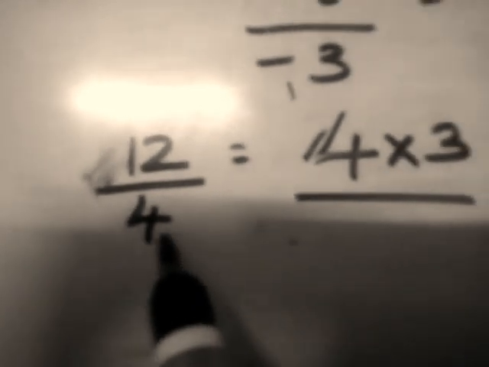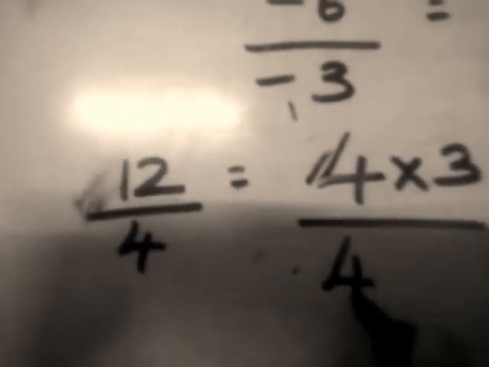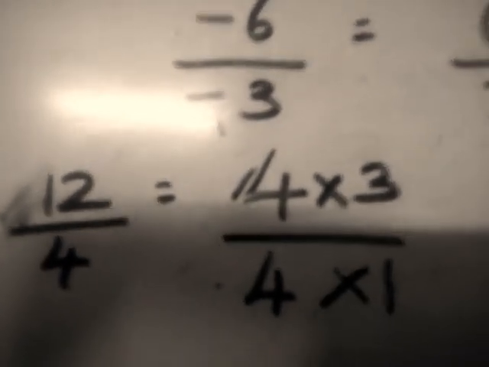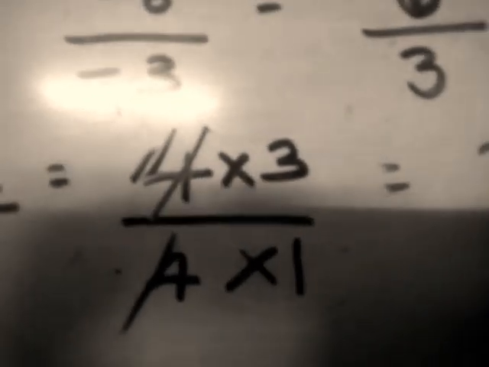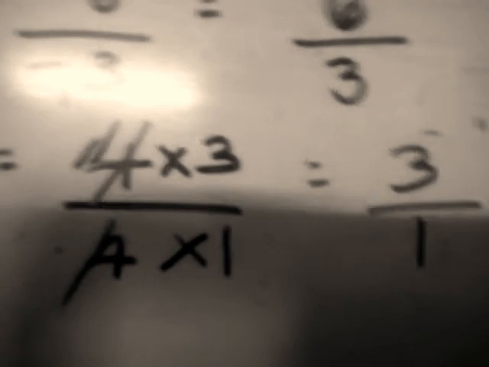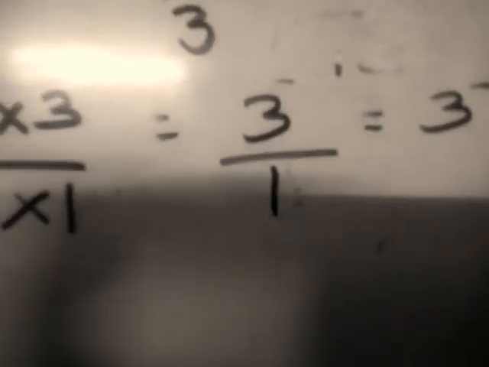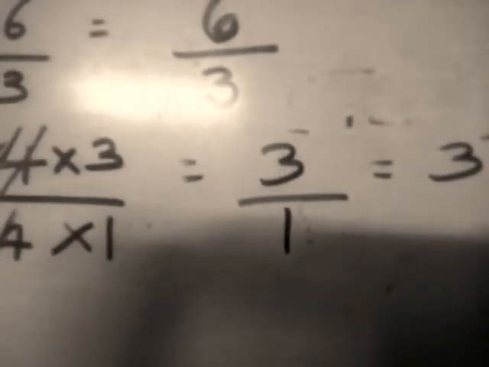Now 12 is already divisible by 4, so you take only the 4 table here. 4 ones are 4. The 4s get cancelled. So your answer is 3 upon 1. 3 upon 1 becomes 3. Any number divided by 1 is the same number. Any number multiplied by 1 is the same number.